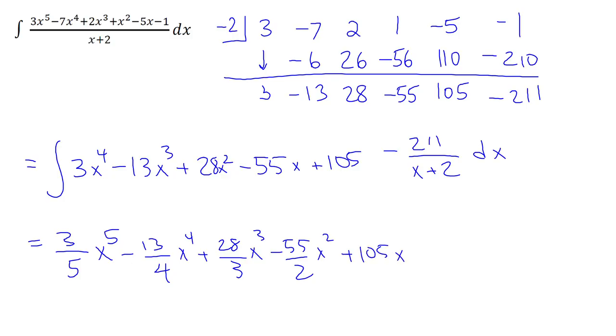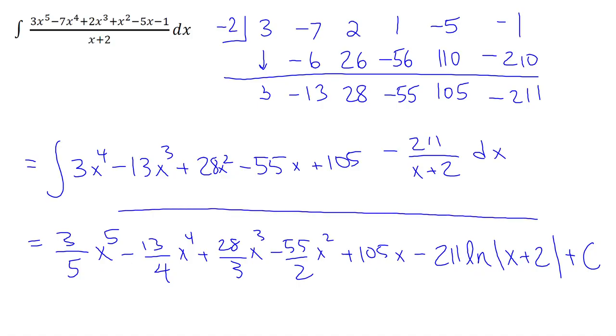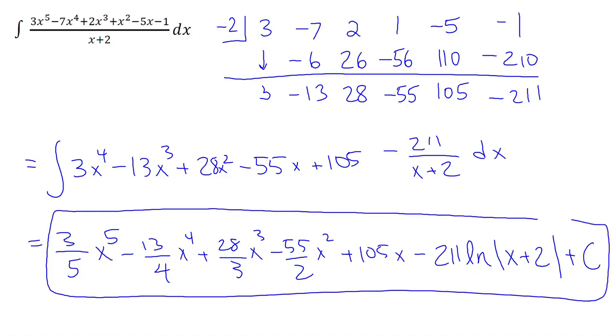And for the last time here, that's just a simple u substitution where u is x plus 2, du is dx, so it's 211 over u, or 211 natural log absolute value of u, where u was x plus 2. And of course, don't forget the plus c at the end. And that is it. That is the end of this walkthrough for our integrating by dividing by a binomial homework assignment.